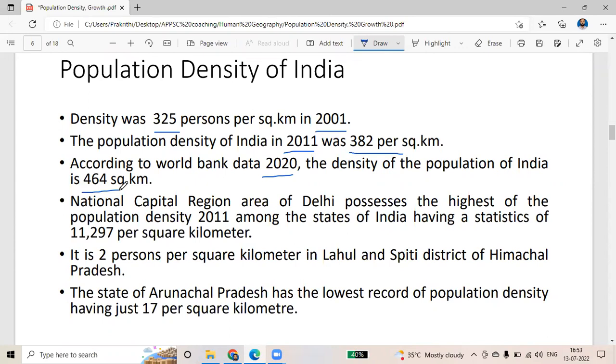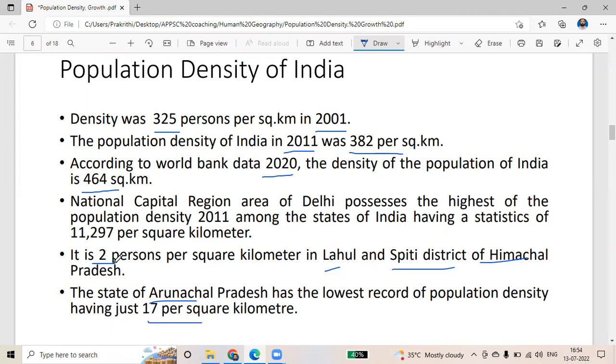Again, we know the lowest populated state is Arunachal Pradesh, with 17 persons per square kilometer. Okay, we are near to the world average, so we are safe. And the lowest populated district is Lahaul and Spiti in Himachal Pradesh, where there are only 2 persons per square kilometer, that low. We can't say it is a good sign, because there should be optimum population. Very less population is not acceptable.